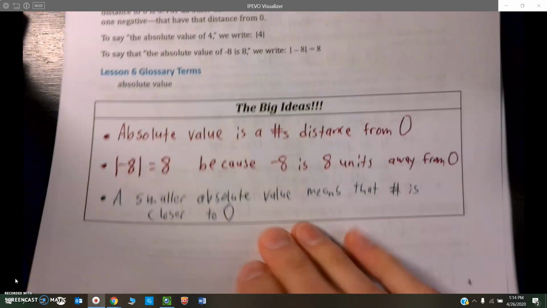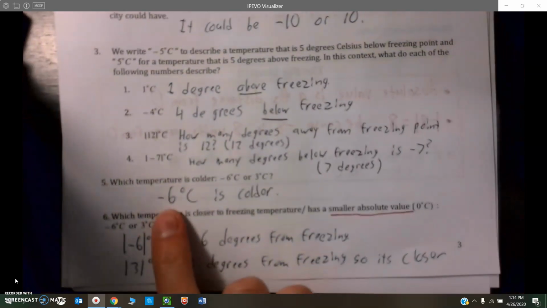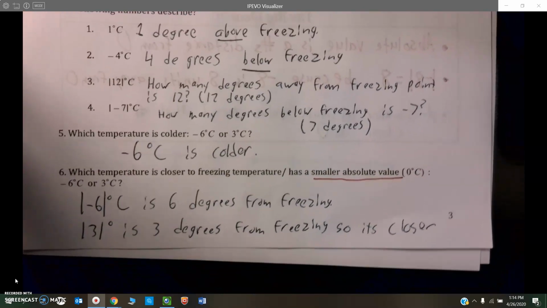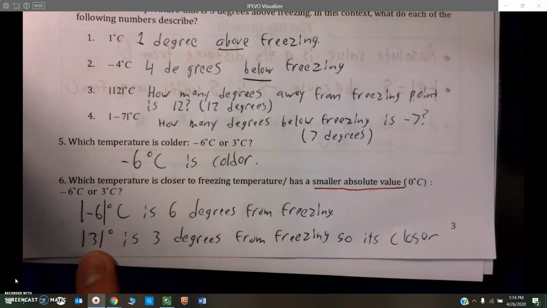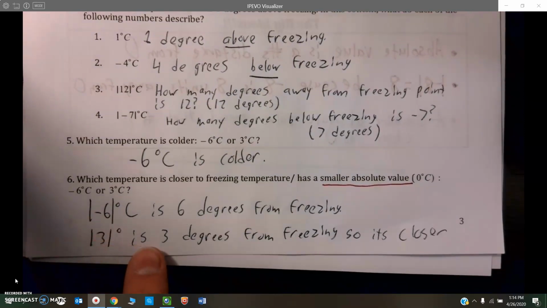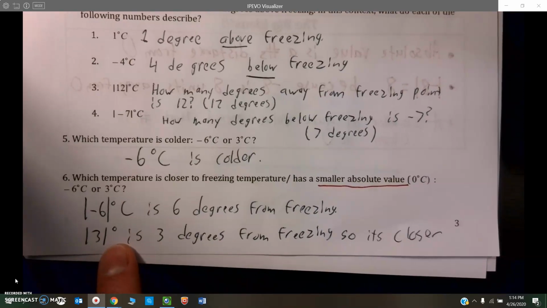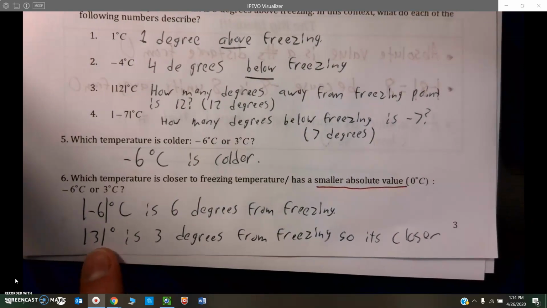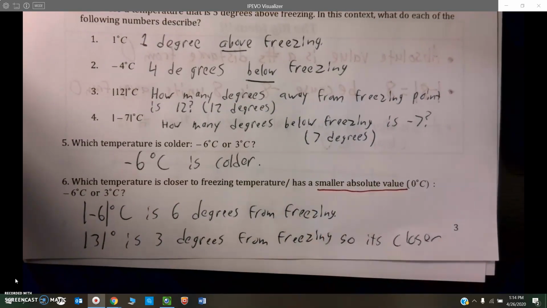If we look back at this last problem, we know -6 degrees is colder. It's less than, it's negative. However, which one has a smaller absolute value? Even though 3 is warmer, it's greater than -6, its absolute value is smaller. Because a smaller absolute value just means that it is closer to 0. So even though this is warmer, its absolute value is smaller because it's closer to 0.